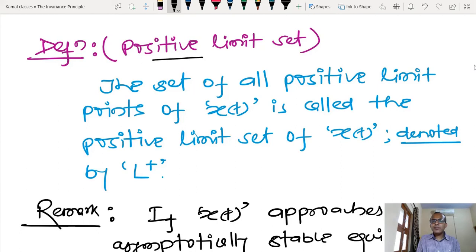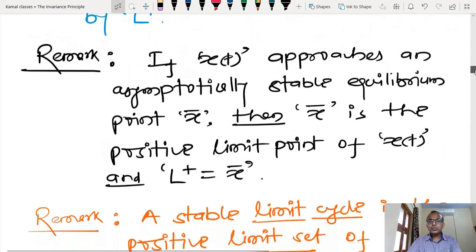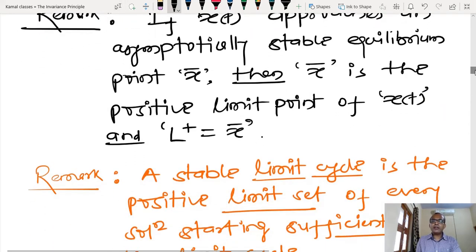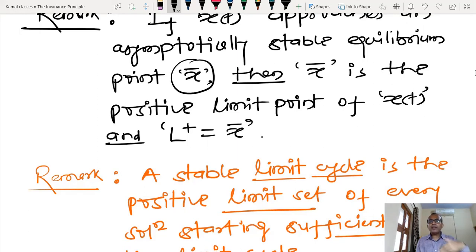So due to that reason, the next definition is required. The set of all positive limit points of x(t) is called the positive limit set of x(t) and is denoted by L plus. Okay, so the remark is that if x(t) approaches asymptotically to the stable equilibrium point x bar, then x bar is the positive limit point of x(t), and that is denoted by L plus of x bar.